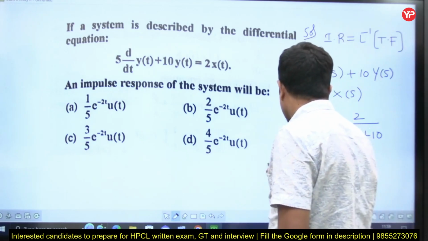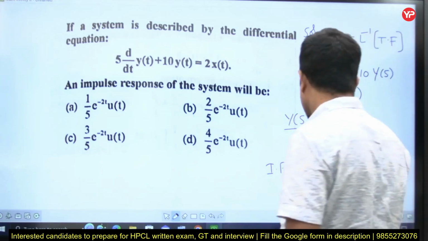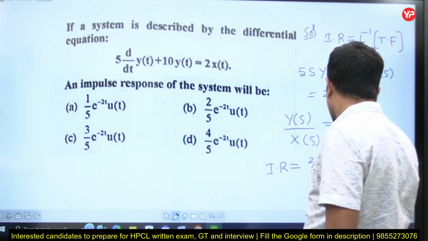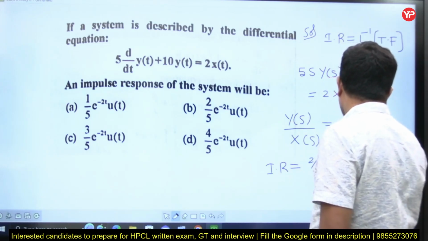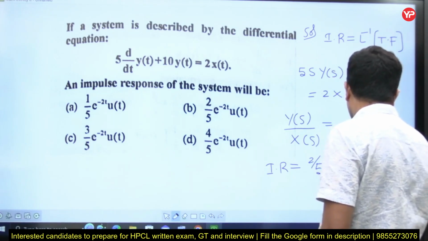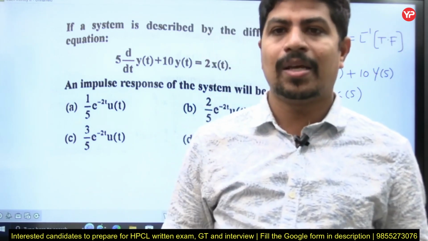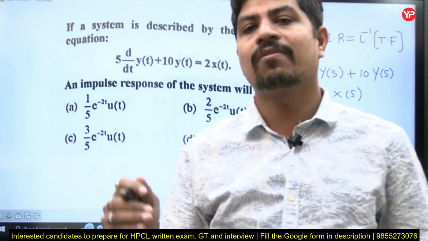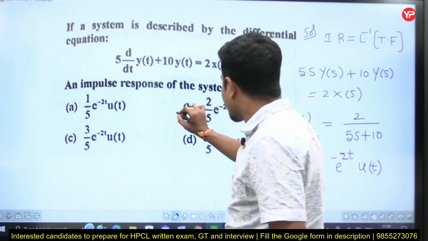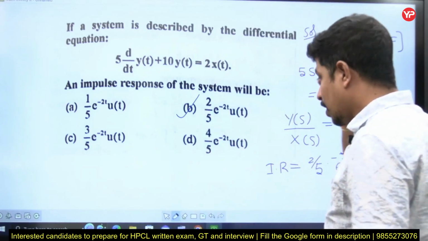Now, if I apply inverse Laplace to that, I am going to get the impulse response, in fact the unit impulse response. If I take 5 common, that impulse response is equal to 2 by 5 into e power minus 2t into u(t). If you want to prepare control systems, the knowledge of Laplace, inverse Laplace and partial fractions is very important. The answer is 2 by 5 e power minus 2t u(t). Choice B is the perfect answer. Let's go to the next question.